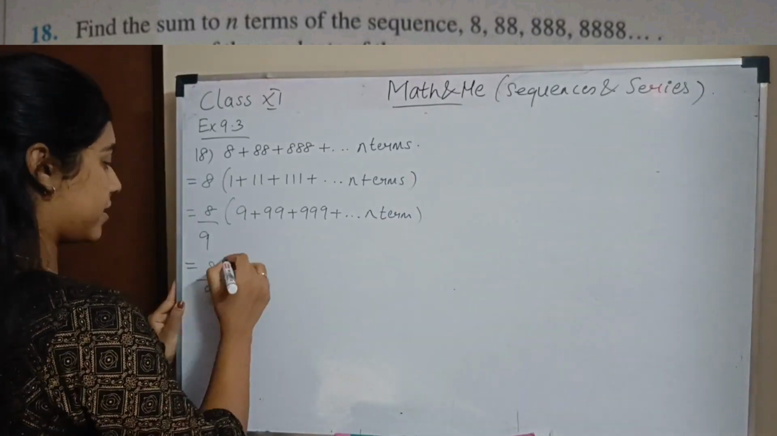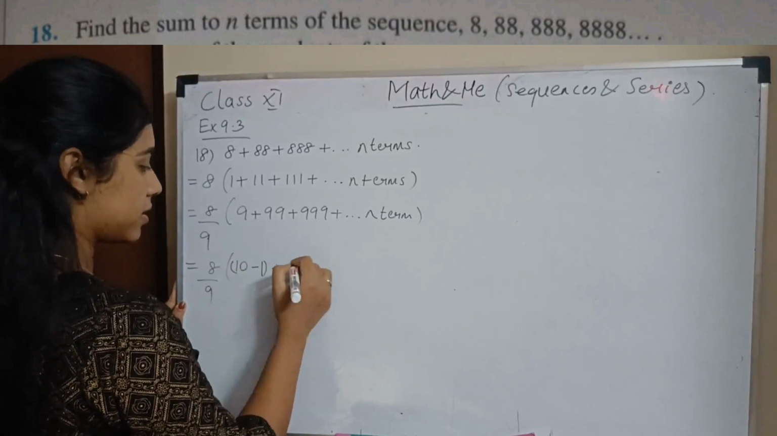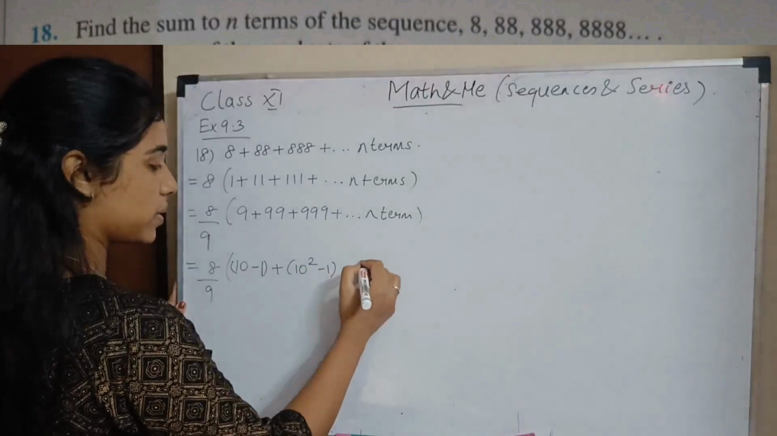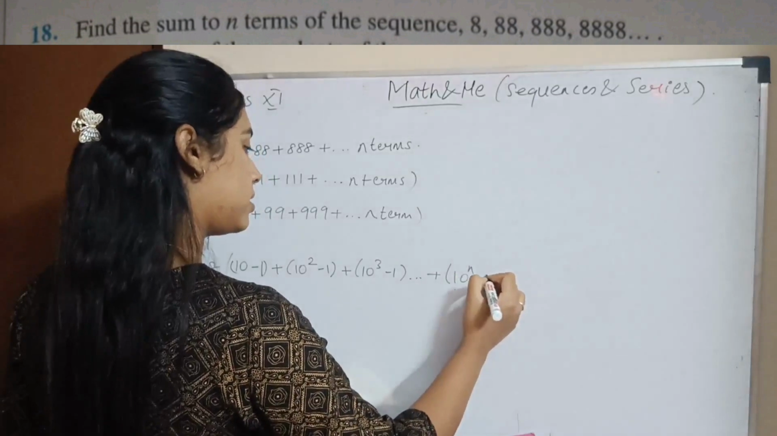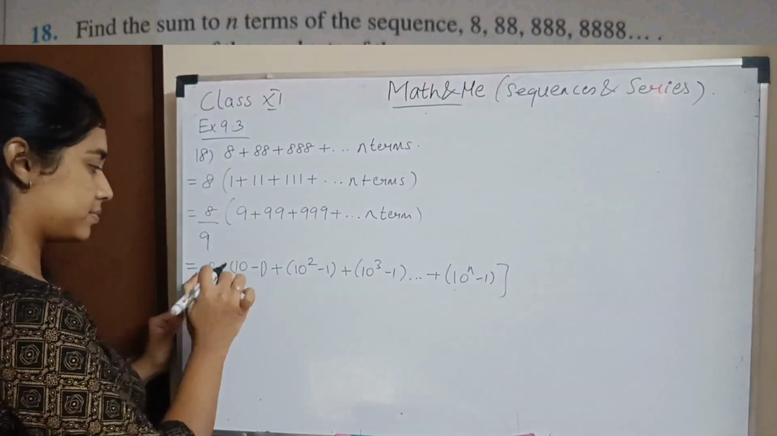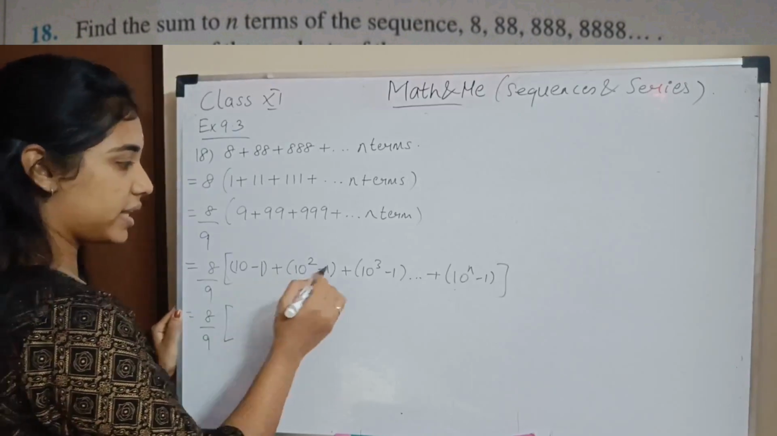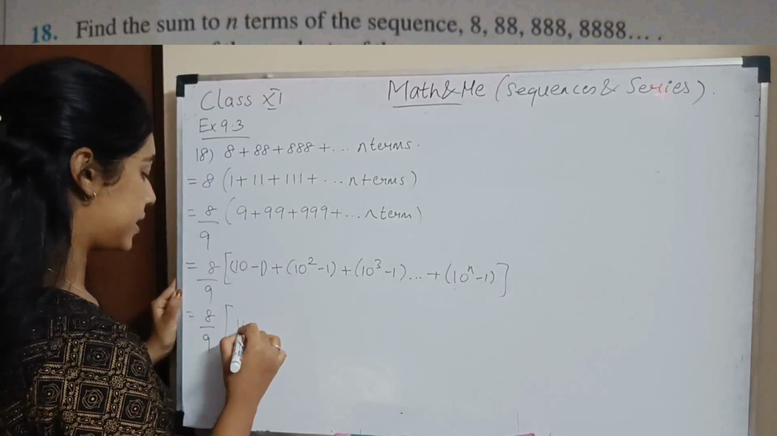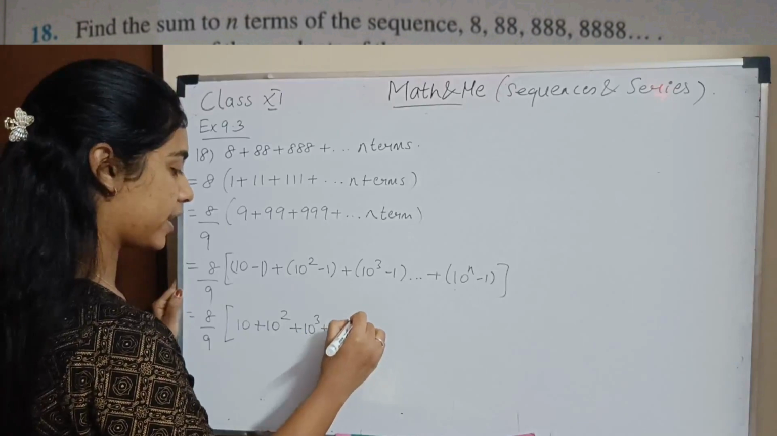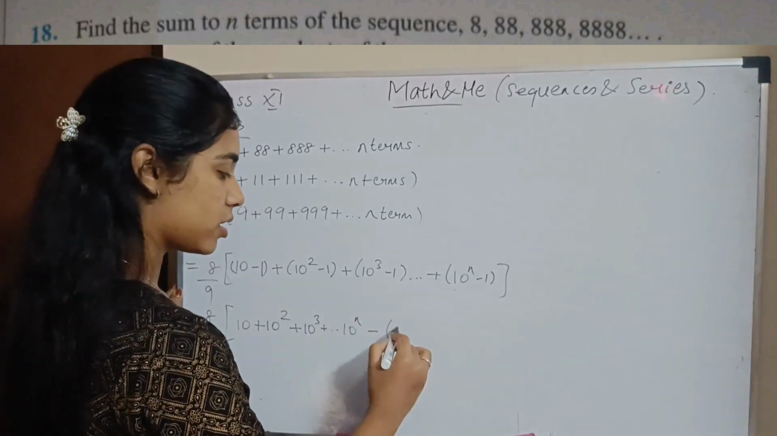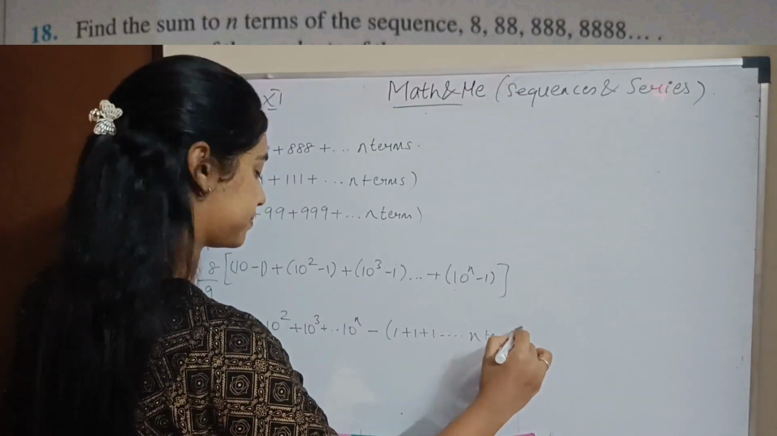This is again 8 divided by 9 of 10 minus 1 plus 10 square minus 1 plus 10 cube minus 1 and so on until 10 to the power n minus 1. Correct? So now I have 8 divided by 9. I'm going to club the 10s together and 1s together. So I have 10 plus 10 square plus 10 cube until 10 to the n, minus 1 plus 1 plus 1 and so on for n terms.